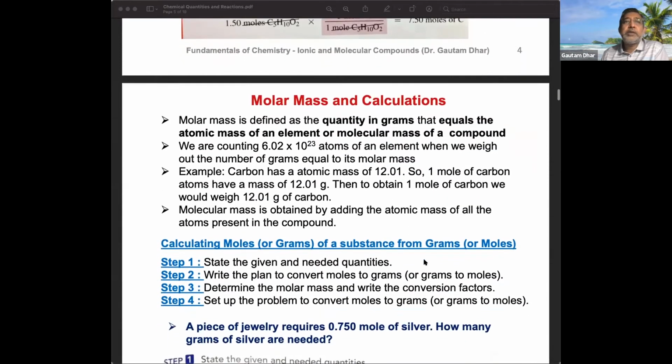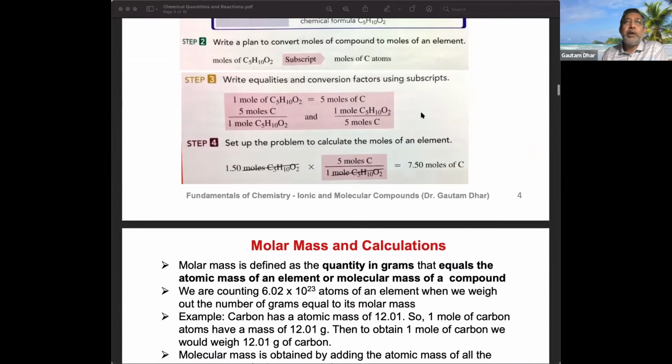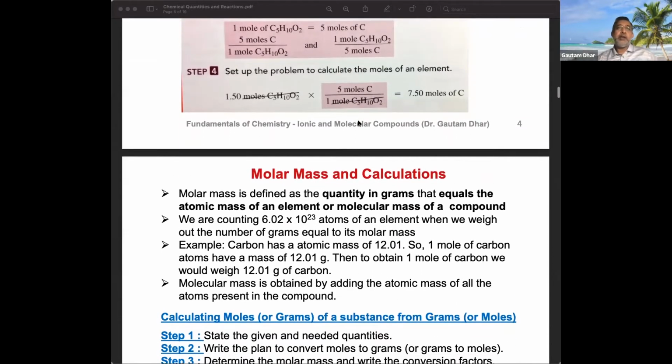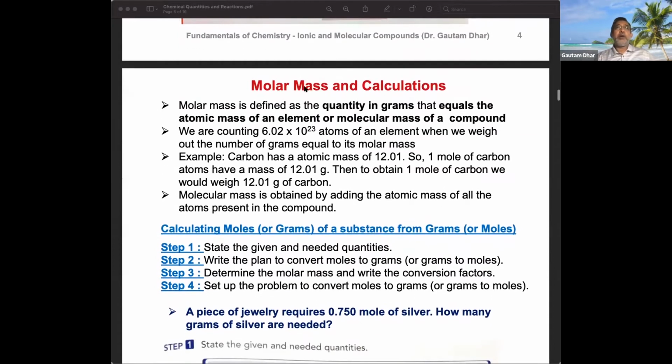There's another conversion factor. We used Avogadro's number as a conversion factor, and we used the formula as a conversion factor. The third one that we are going to use is molar mass. So what is molar mass? Molar mass is defined as the quantity in grams that equals the atomic mass of an element or the molecular mass of a compound. So you can say that it equals the atomic mass of the element.